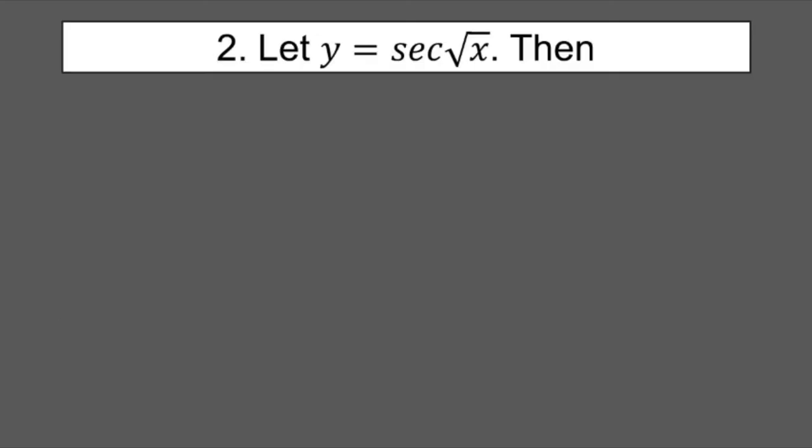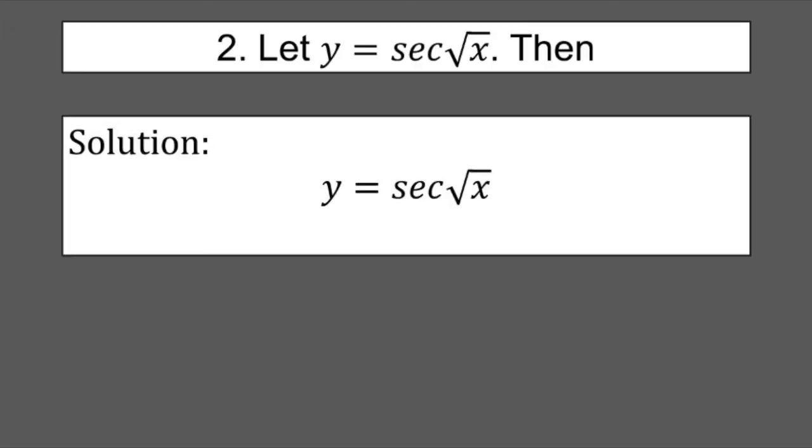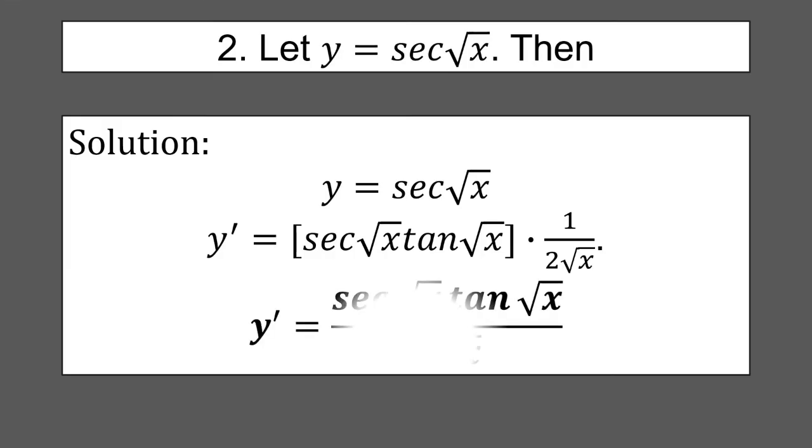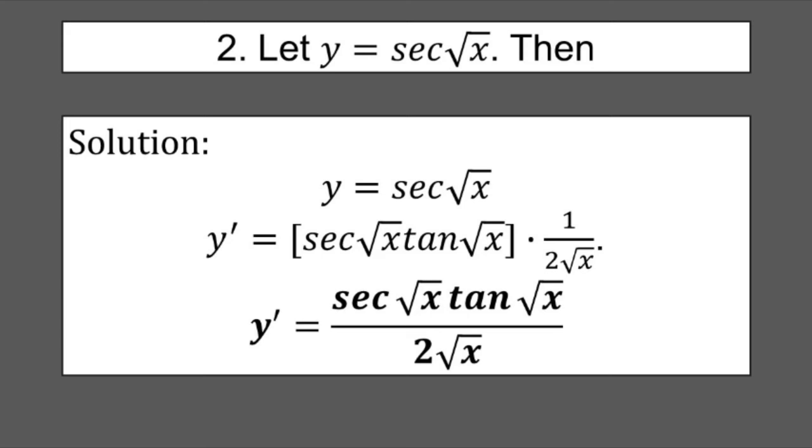Example number 2. Let y equal secant square root of x. We know that the derivative of secant is secant x tan x. In this case, we have secant square root of x tan square root of x multiplied by the derivative of the angle u, which is the square root of x. We have 1 over 2 square root of x, and we arrive at the final answer. The final answer is y prime equals secant square root of x tangent square root of x all over 2 square root of x.